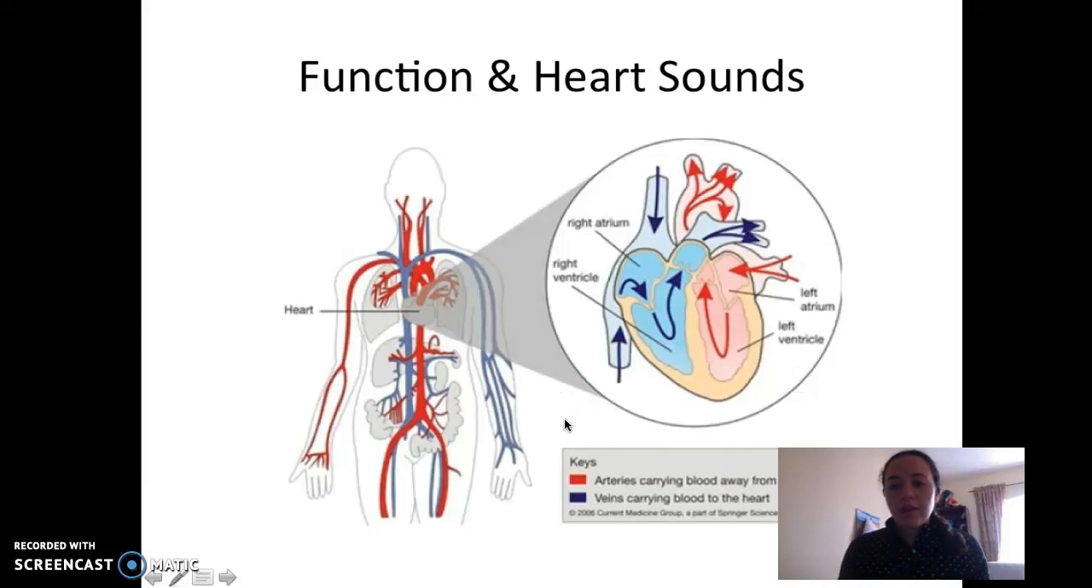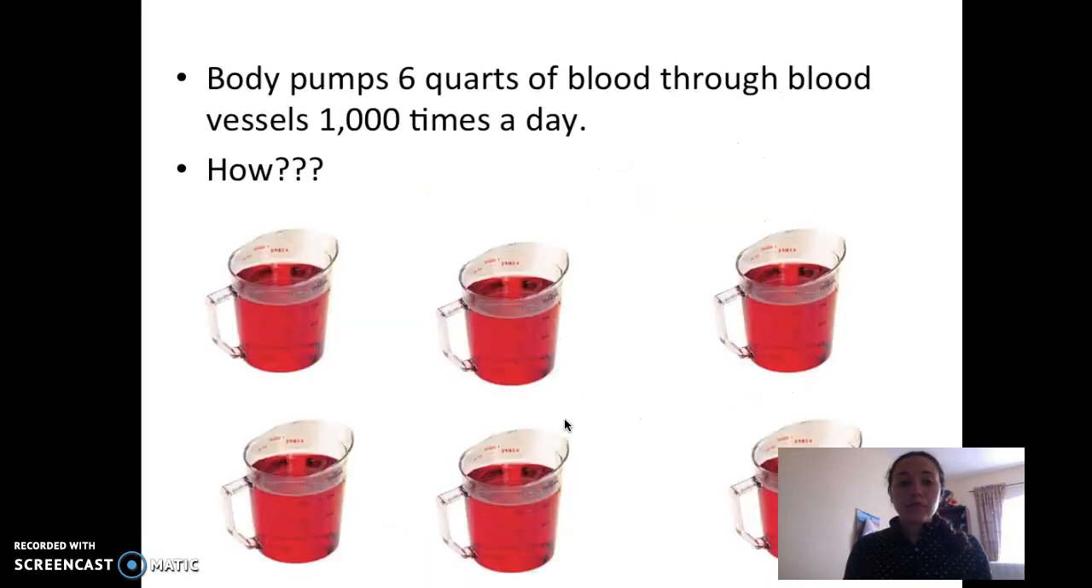Okay, so now that we've gone over the anatomy and the pathway of blood, hopefully you have a great understanding of that. We're going to take it a step further and talk about the function, and we're also going to talk about heart sounds. So when you're listening, what are you hearing? And then talk about factors, so how your daily life can impact how the heart functions.